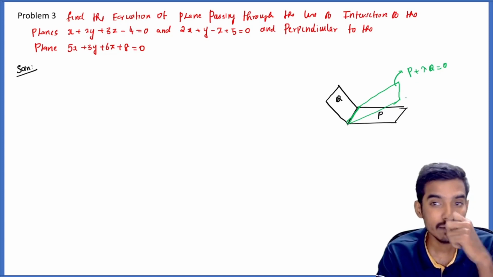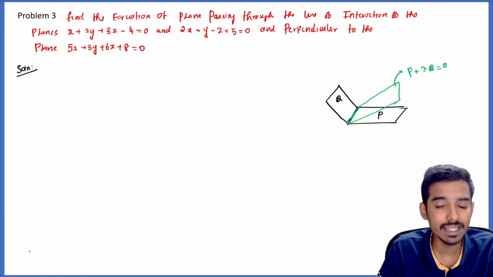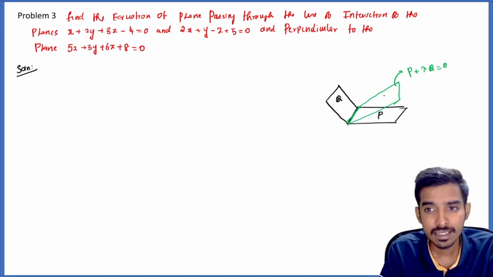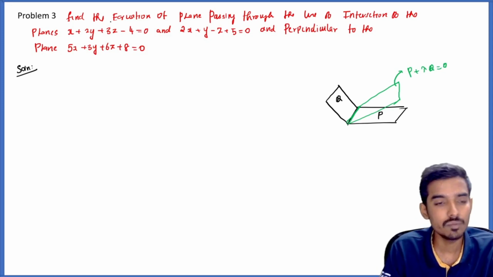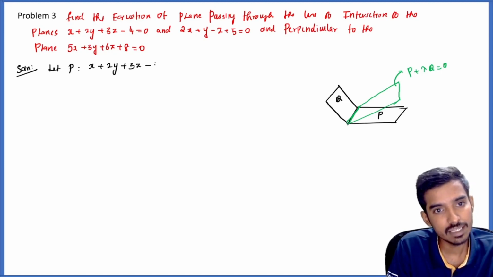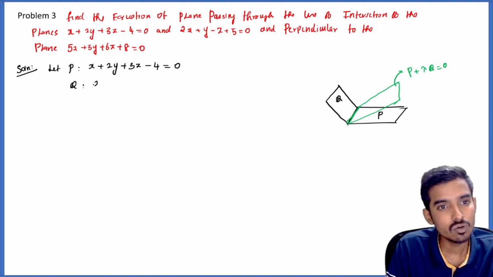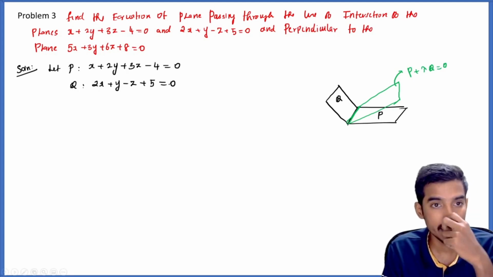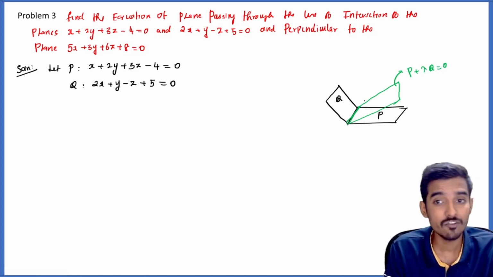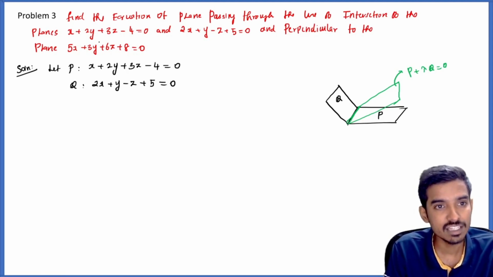Now in the previous two problems, they gave that the plane is passing through 0, 0, 0, some given point. Here they haven't given that point. Instead, they have given that this plane is perpendicular to this one. We will make use of this. So let us take the plane P to be x plus 2y plus 3z minus 4 is equal to 0, and let us take the plane Q to be 2x plus y minus z plus 5 is equal to 0. Now, what is the equation of the plane through the line of intersection of P and Q?